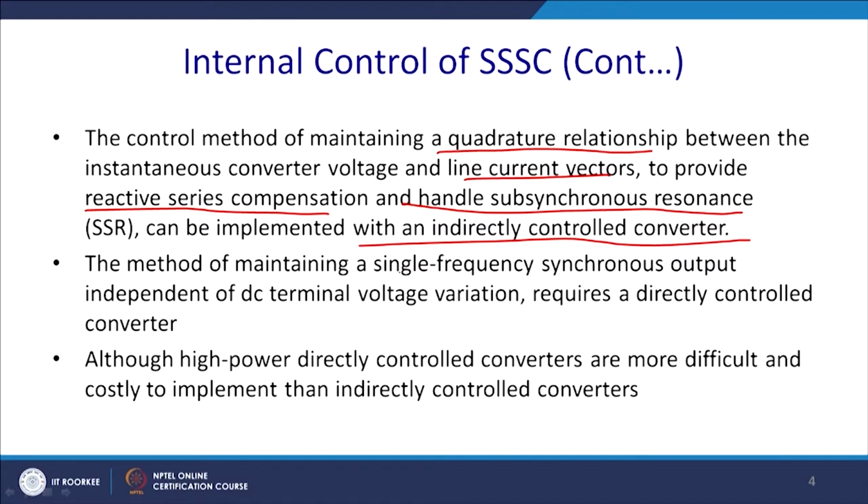The method of maintaining a single frequency synchronous output independent of the DC terminal voltage variation requires a directly controlled converter. So, if you wish to mitigate the sag, then you need a directly controlled converter. Although a high power directly controlled converter is more difficult, as we shall see in the control technique, and costly to implement than the indirectly controlled converter. So, the indirectly controlled converter is a cost effective solution in SSSC.